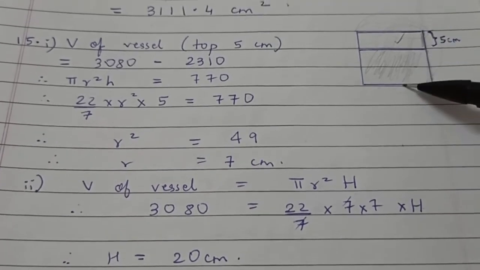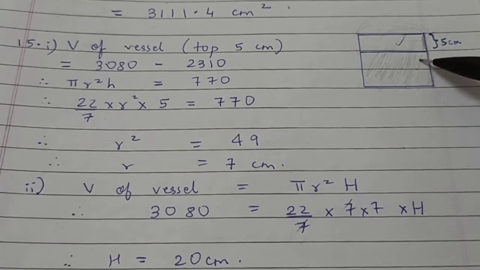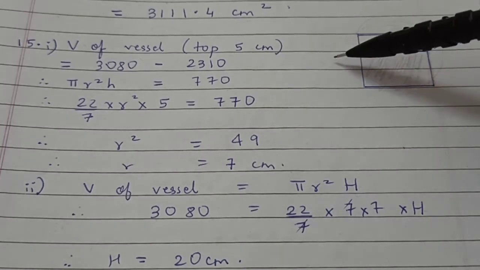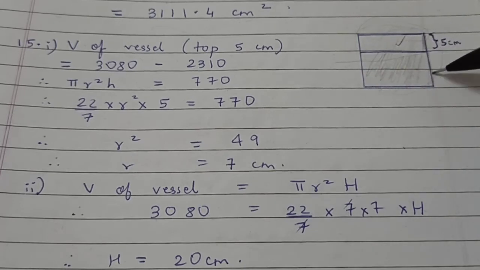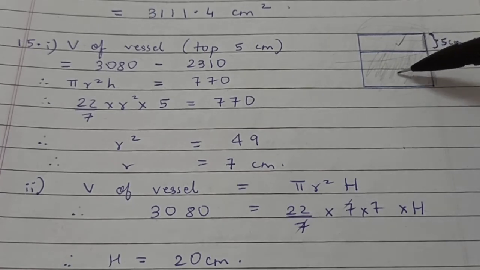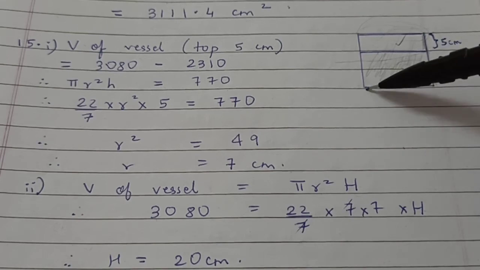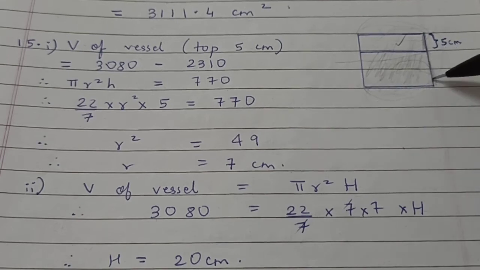Now let me ask you a question. What was the depth of the water? It was 15 centimeters, isn't it? Although it was not asked. Roman number 3. What if it was half filled with water? Only half filled with water. That means to a height of 10 centimeters and 10 centimeters empty. Half filled with water. What is the wet surface area? We know the wet surface area is the curved surface area plus area of the bottom. The bottom is a circle, right?